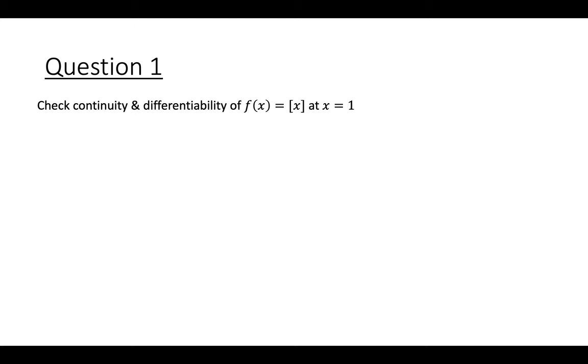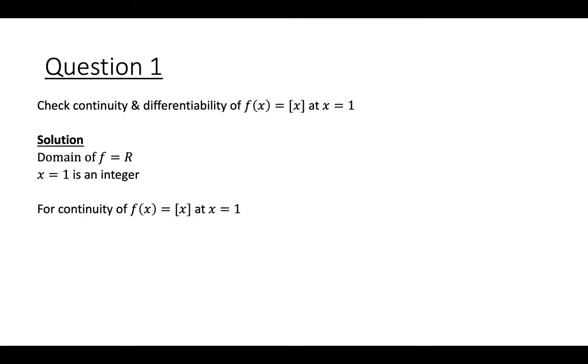Prove that greatest integer x is not differentiable at x equal to 1. Here, domain of f equal to R. Let us first check continuity of this function at x equal to 1. So left hand limit x tends to 1 negative, f of x equal to limit x tends to 1 negative, greatest integer x equal to 0.